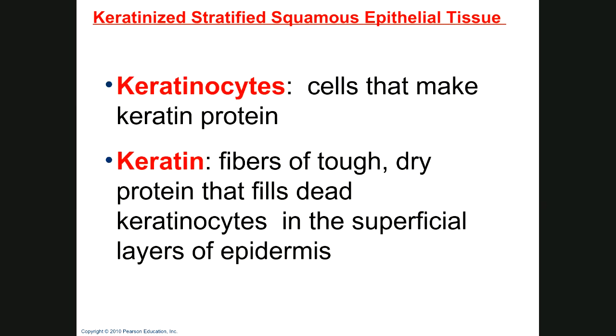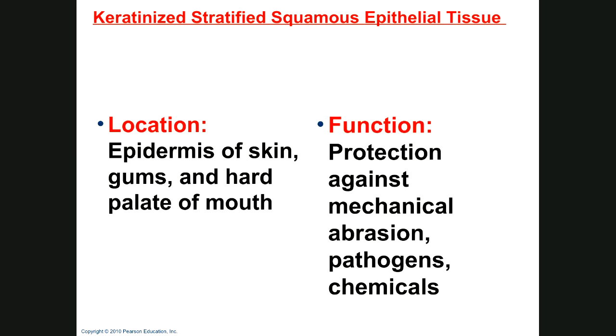The cells that make keratin are called keratinocytes. And keratin is this tough protein that is dry. It is water repellent and very, very protective. So the very top layer of the skin is this keratinized tissue. So that sometimes when you scratch the skin, you get these little flakes of dead cells, keratinized dead cells. All right, we've already covered these, so make sure you know where we find keratinized stratified squamous epithelium.